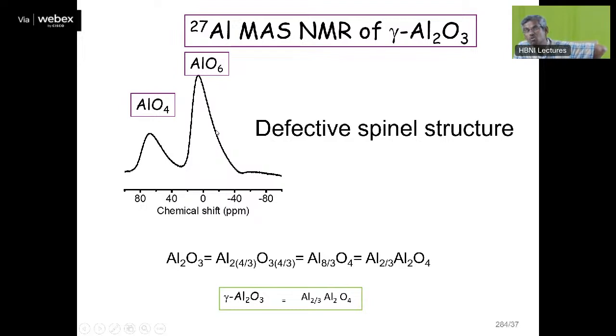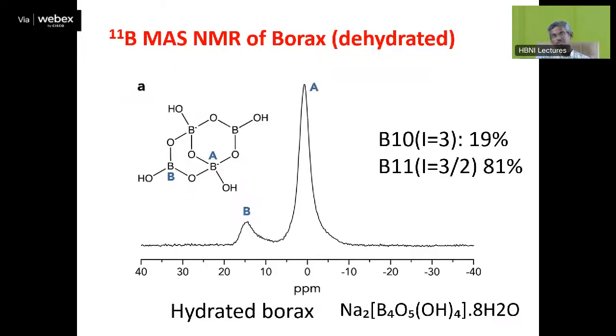Now if I take any unknown compound, an unknown spinel, then from the relative intensity of these two peaks, I will be able to find out how many will be in the tetrahedral site and how many in the octahedral site. This helps us do the cation distribution, because many times cation distribution is an important aspect to predict the properties of the material. So cation distribution can be understood by recording the aluminium-27 MAS NMR.